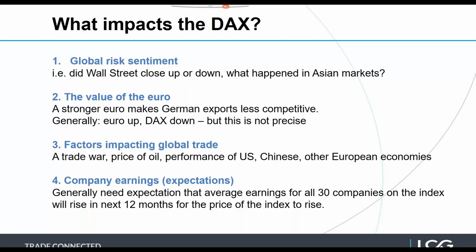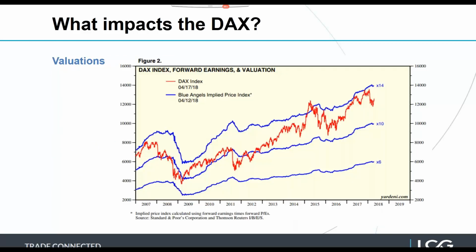Now I've got a good chart to demonstrate that here, pulled off from Standard & Poor's. What this is showing is that red line is the DAX index since 2007, leading in through the early parts of 2018 as we currently stand. And these blue lines basically represent forward earnings expectations and valuations. As you can see, all these lines move up in sync together. That's because the general trend of these lines reflects the fact that earnings are expected to rise over the next 12 months.